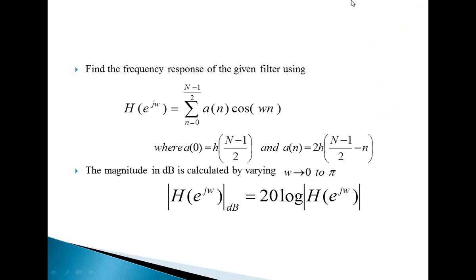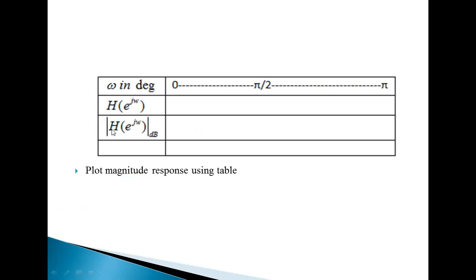The next step is to find the frequency response of the given filter. With this formula we are going to find the frequency response H of e power j omega equals the summation for n equals 0 to (N minus 1)/2 of a of n cos omega n, where a of 0 equals h of (N minus 1)/2 and a of n equals 2h of (N minus 1)/2 minus n. After calculating this frequency response, we can calculate the magnitude in dB. The magnitude we can write as 20 log of the magnitude of H of e power j omega, and we need to substitute these values here.